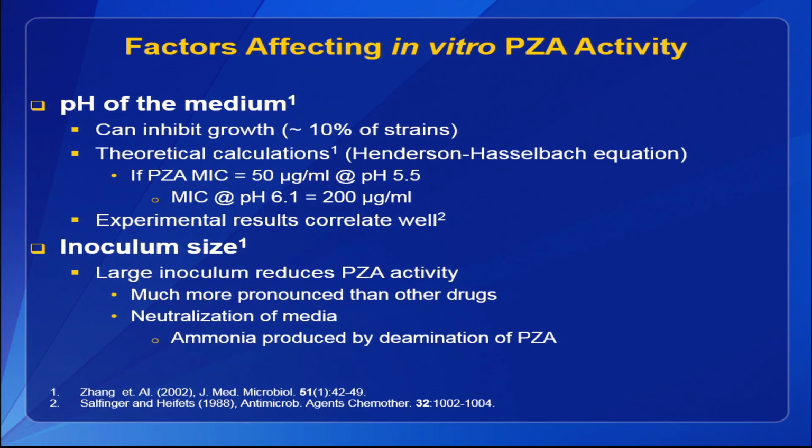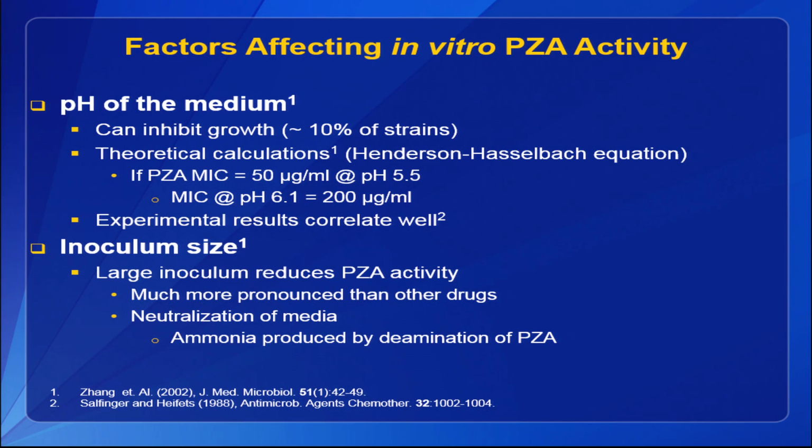Some of the big factors that affect PZA testing, as I mentioned before, is the pH of the media. There have been plenty of studies looking at that, and we were just talking a while ago about putting pyrazinamide in something like a Trek-like plate. The problem is that media has to be different than the rest of the plate, and getting it under the right conditions where you get reproducible results is very difficult.